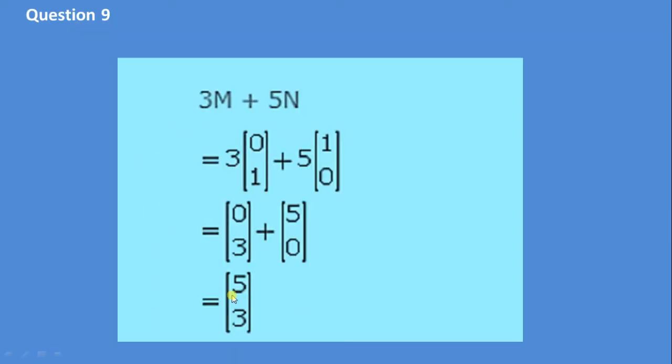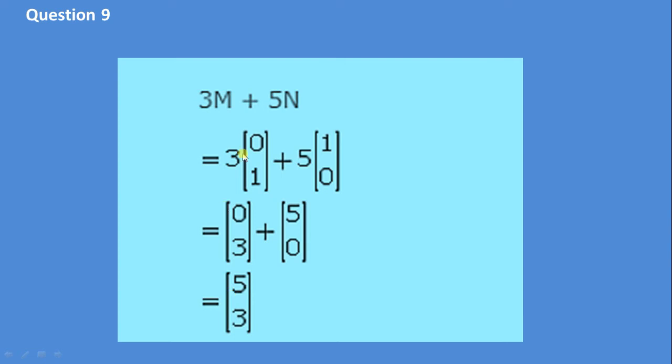Question number 9. In question number 9, it is said that M and N are two matrices. It is a column matrix, that means 2 rows, 1 column. We need to show that 3M, that is 3 multiplied with matrix M, plus 5N, 5 multiplied with matrix N.